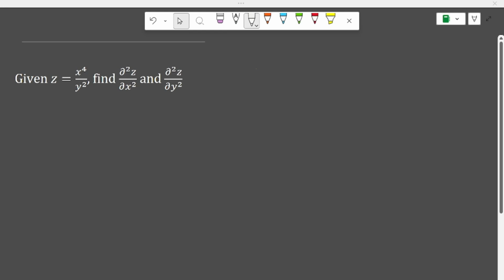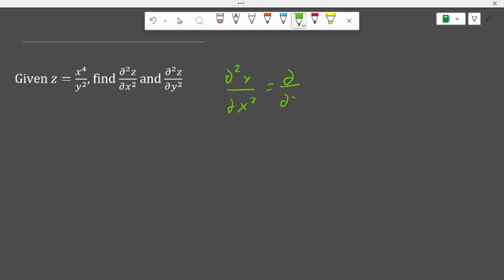So in this example, we are asked to find the double derivative of the function z with respect to x and y, where z is equal to x to the fourth divided by y squared. So the formula that we will need to know is that the double derivative of y with respect to x is equal to the derivative with respect to x of the derivative of y with respect to x.